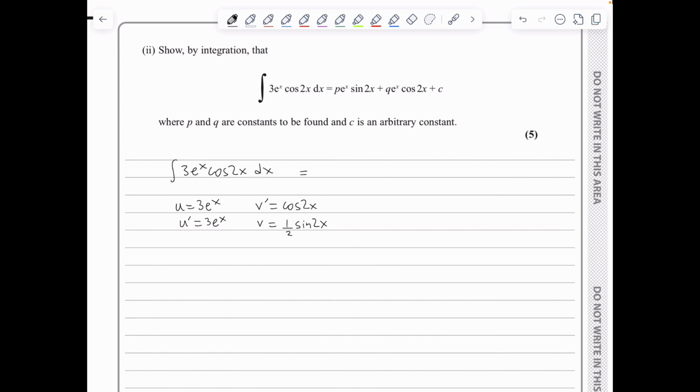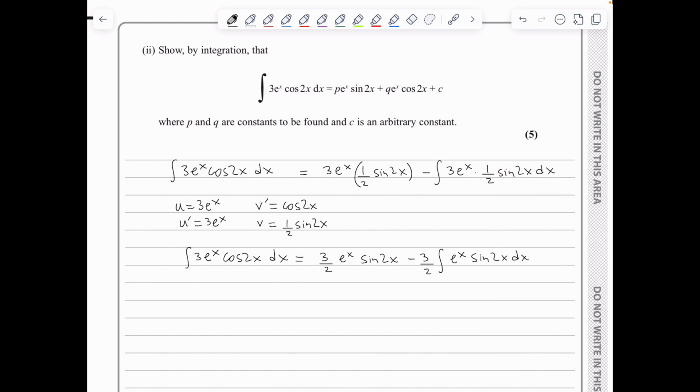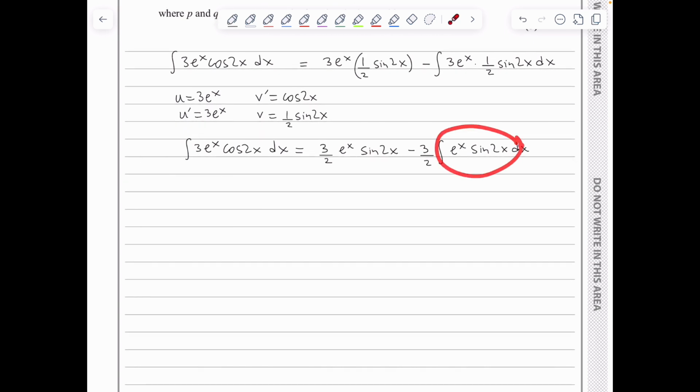So the integral is uv, so 3e to the x times a half sine of 2x, minus the integral of u dash, which is 3e to the x, times the v, which is a half sine 2x dx. So at the moment we've got that the integral of 3e to the x cos of 2x dx is equal to 3 over 2 e to the x sine 2x minus 3 over 2 times the integral of e to the x sine 2x dx.